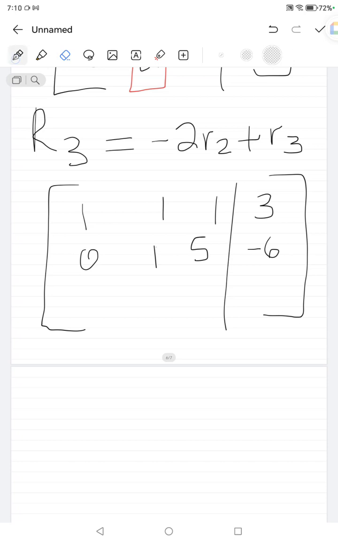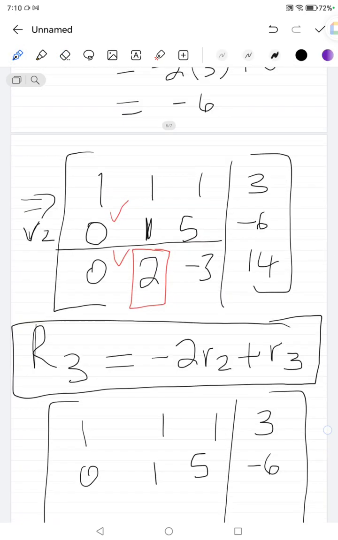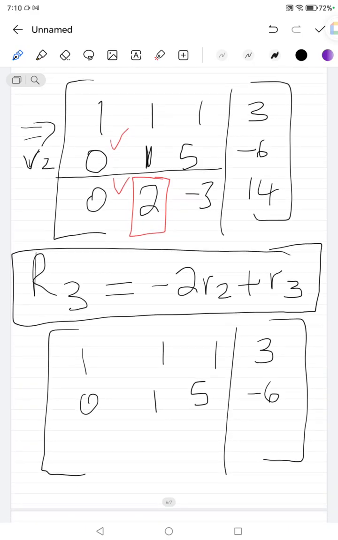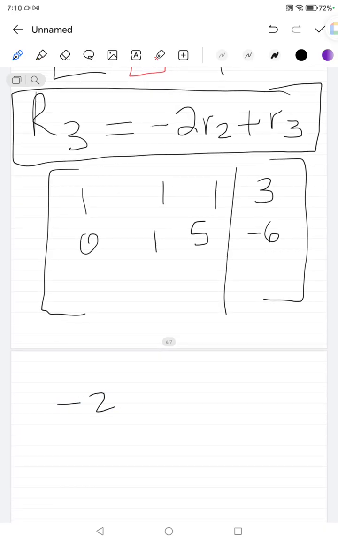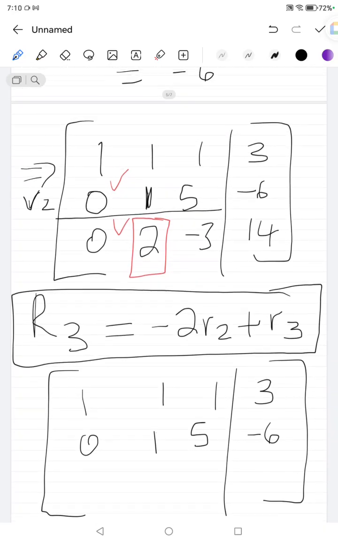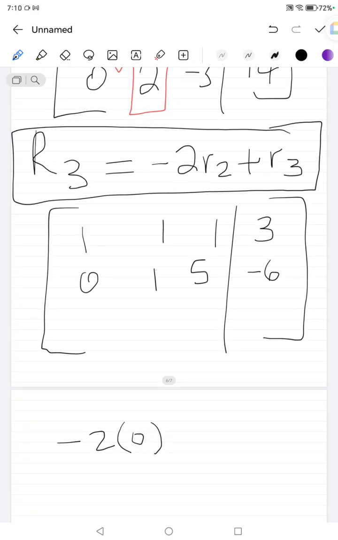Remember I said my row 3 is equal to my minus 2 row 2 plus row 3. So we're going to be starting at this side. We will say we have minus 2 into row 2 as 0 plus 3 to 0. Then this one will just give us a 0.